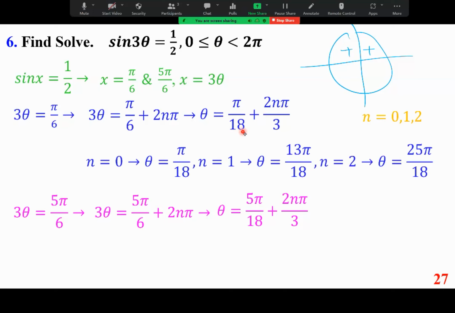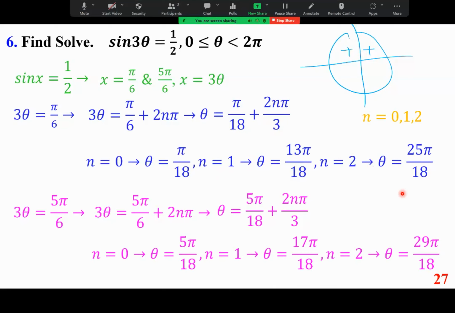Now plug in. When n is 0, obviously you get pi over 18. When it's 1, you get 2 pi over 3 plus pi over 18. And so on. The same thing here. When n is 1, you get 5 pi over 18 plus 2 pi over 3. When n is 2, 5 pi over 18 plus 4 pi over 3.